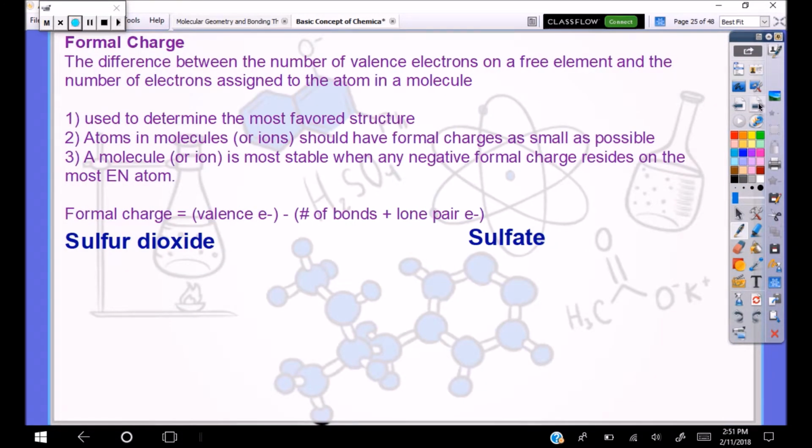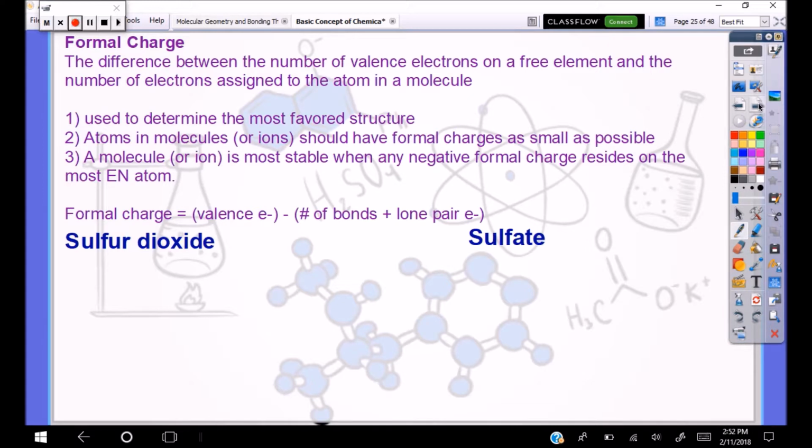All right, and the last thing for today is our formal charge. It's the difference between the number of valence electrons on a free element, so if you just had a nitrogen hanging out by itself, and the number of electrons assigned to nitrogen in a molecule, or say it was sulfur, or carbon, whatever your central atom is. That is your formal charge. The reason we have formal charge is that it's used to determine the most favored structure. There are multiple ways we can draw a certain structure, and we want to use the structure that has the smallest formal charge as possible.